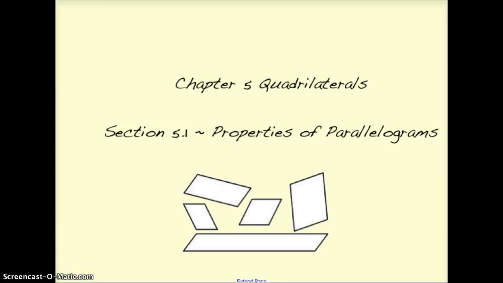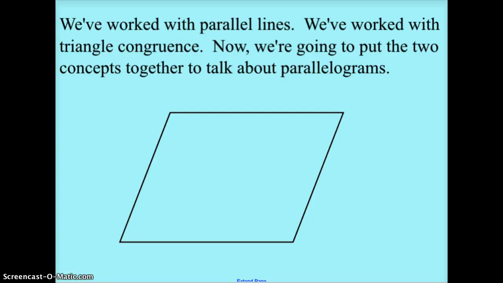We are now going to begin Chapter 5, the chapter that deals with quadrilaterals. The first section explores the properties of parallelograms. We've worked with parallel lines, and we've worked with triangle congruence. Now we're going to put the two concepts together to talk about parallelograms.